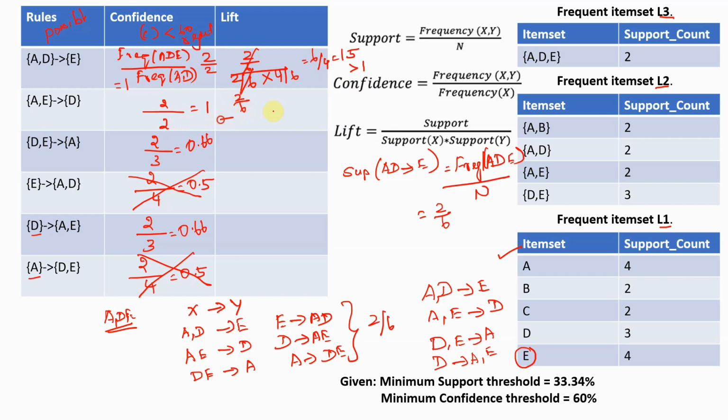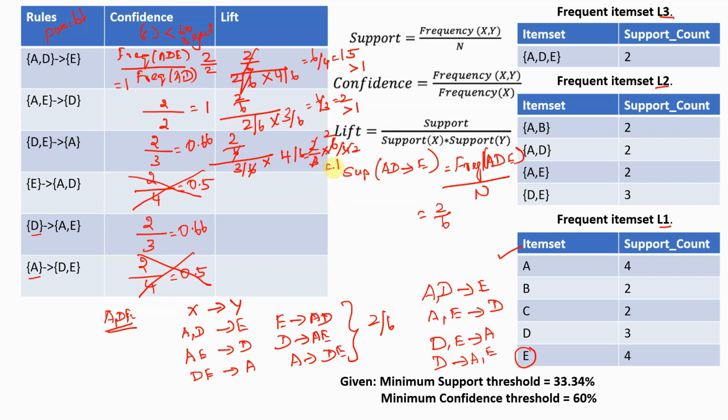The support value is 2/6, divided by the support of AE, which is again 2/6, and the support of D, which is 3/6. So we get 6/3, that is 2, which is also greater than 1. Here we have 2/6 divided by DE, whose support is 3/6, and A, which is 4/6. Cancelling, 2/3 into 6/4 gives around 1. So the lift value is greater than or equal to 1.